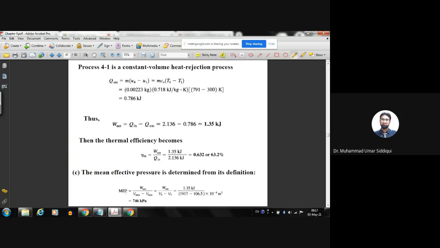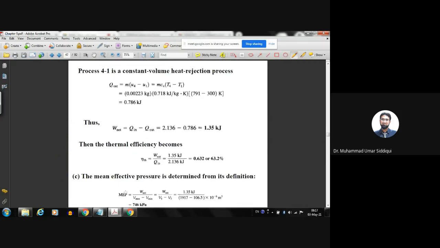The next thing is we can determine how much is the heat out, but for this we are going to use, because it is a constant volume process, Q is equal to delta U. So it will be m (U4 minus U1), or m Cv (T4 minus T1). Just substitute the values, and you're going to get Q out. Work net will be Q in minus Q out.